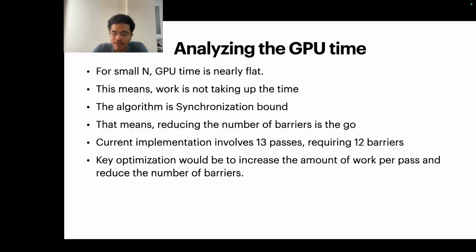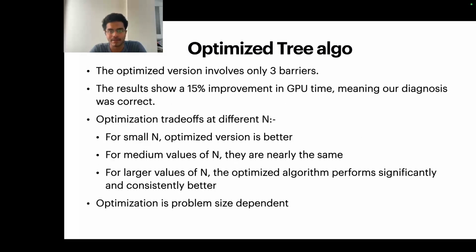So, what could be a possible reason for that? This means that the work is not taking up a lot of time. If work was taking a lot of time, the time taken by the CPU and GPU would scale up. It's not scaling up, it's flat. So that means the algorithm is synchronization bound here. To optimize this algorithm for this task, you need to reduce the number of barriers and the amount of synchronization happening. The optimization would be to increase the amount of work per pass and reduce the number of barriers.